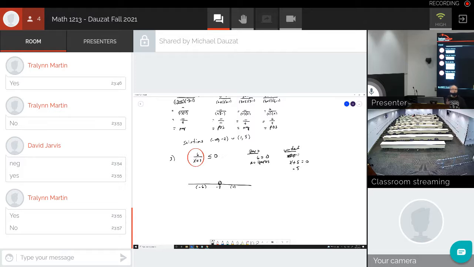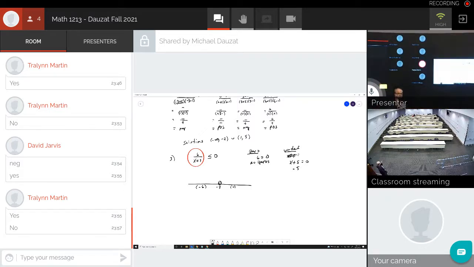So the only hard part was that numerator, because there's no variable there. So that throws students off. If there's no variable in the numerator, then there are no zeros. This expression is never going to be 0.